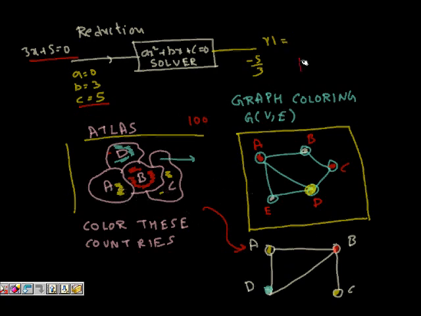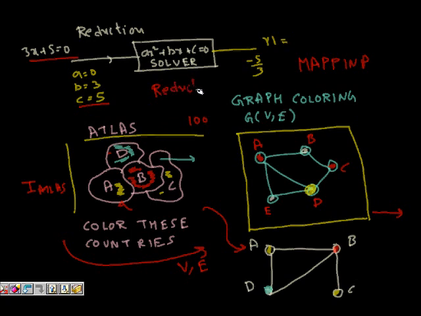So this is also a kind of mapping where the input of this atlas problem is first transformed into the input for this graph coloring problem, which is the vertices and edges of the graph. Then you get back the colors: vertex A is assigned yellow, B is assigned red, C is assigned yellow, D is assigned blue. Now you can map back: A was country A here and so on. The only thing you should remember is that this step should be easy. And this is the concept of reduction or mapping of problems.